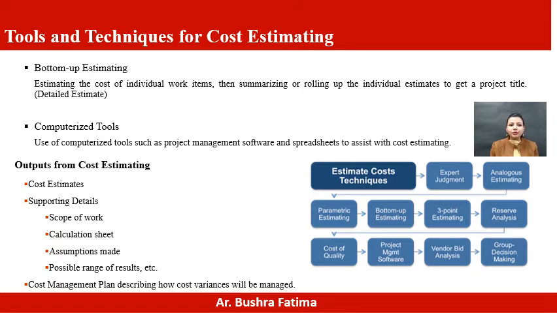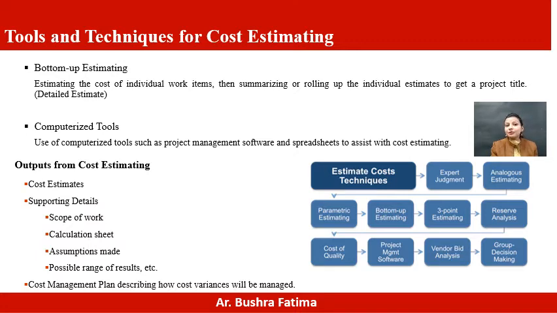Then the next one is the computerized tool. Computerized tools such as project management software and spreadsheets are used to assist with cost estimating. Nowadays various tools are available in the market. Another one is three-point estimates, which originated with PERT. This method uses three estimates to define an approximate range: most likely, optimistic, and pessimistic. In the next lecture, we will do a numerical on PERT, in which we calculate using the most likely, optimistic, and pessimistic ranges. So the cost estimate is calculated by different formulas.